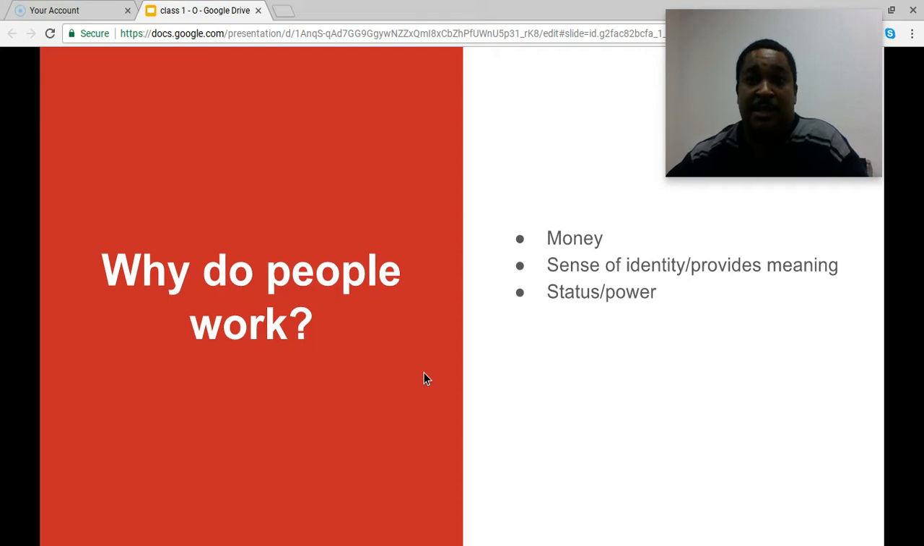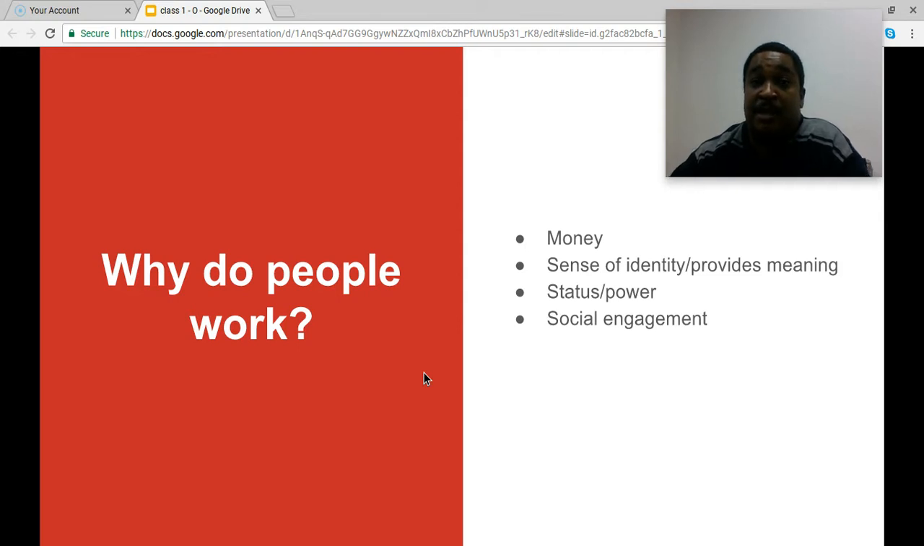Also, work can be seen as a status or power symbol. If I am working as a CEO, then that means I have power, and that means I have prestige. And so status can come from work as well.